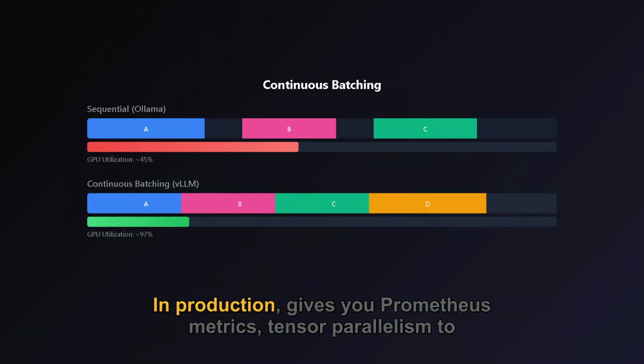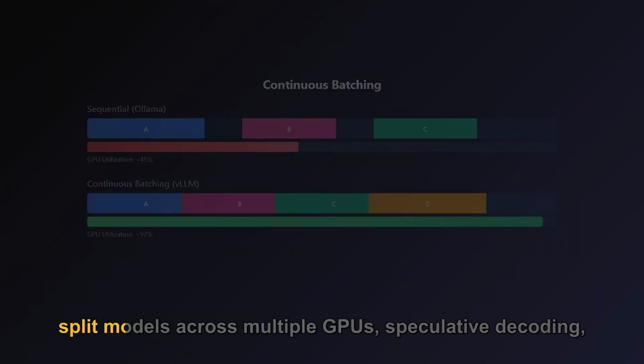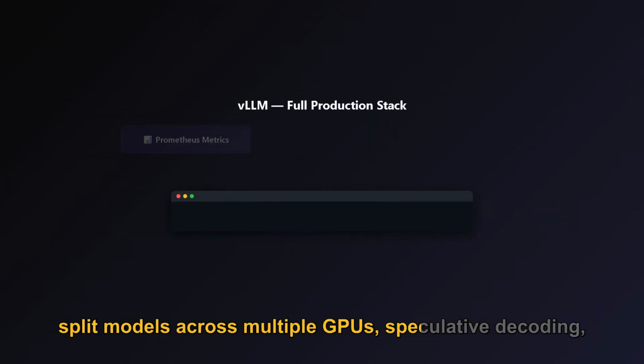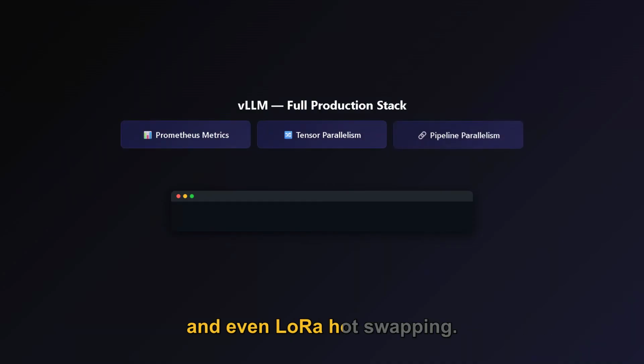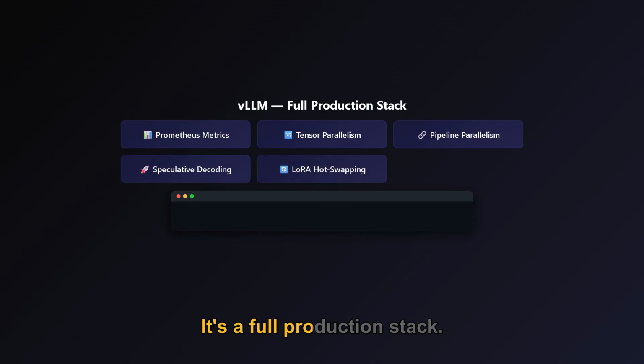In production, vLLM gives you Prometheus metrics, tensor parallelism to split models across multiple GPUs, speculative decoding, and even LoRA hot swapping. It's a full production stack.